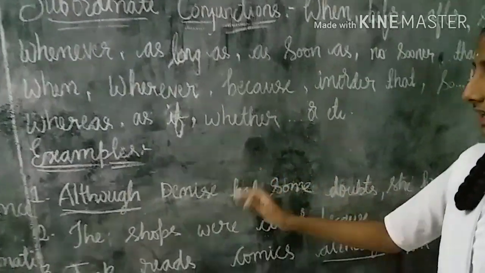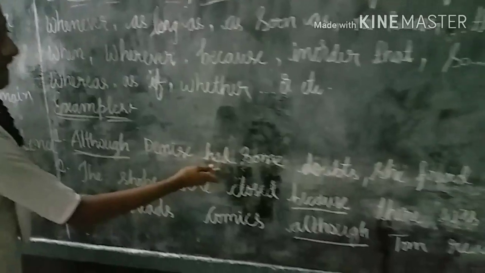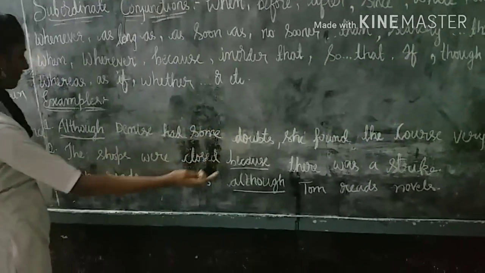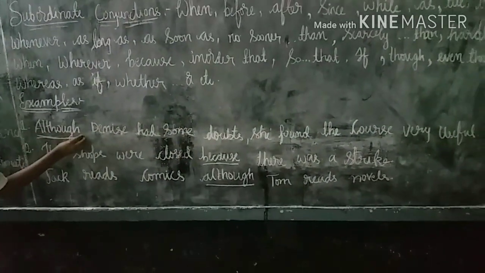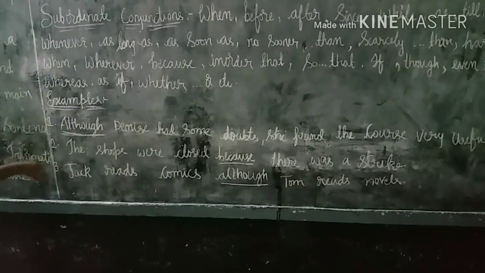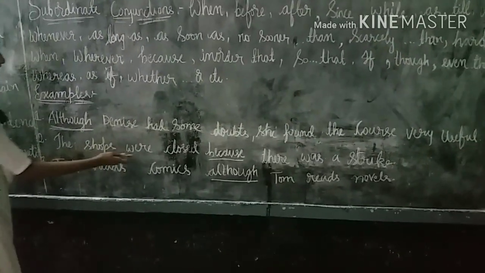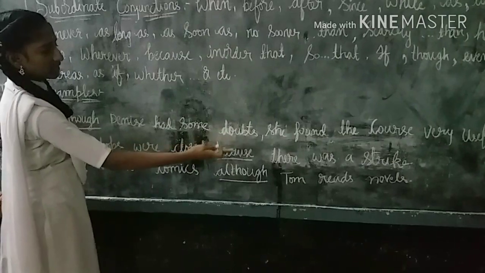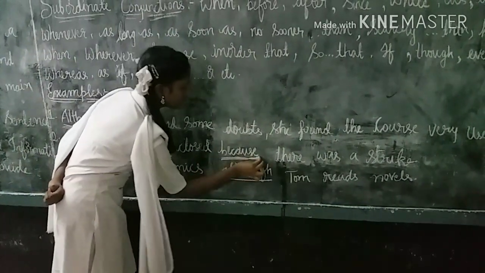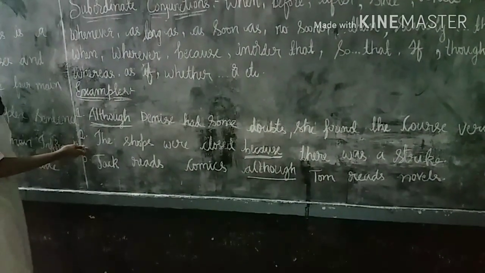Examples for complex sentence. Although Dennis had some doubts, she found the quotes very useful. Here, although is subordinate conjunction, so this is complex sentence. The shops were closed because there was a strike. Here, because is a subordinate conjunction, so this is complex sentence.